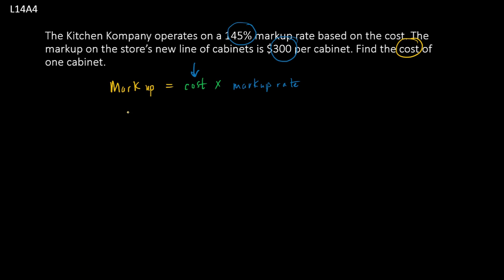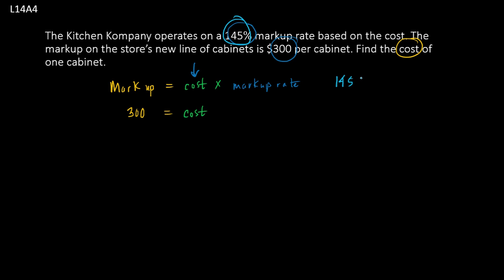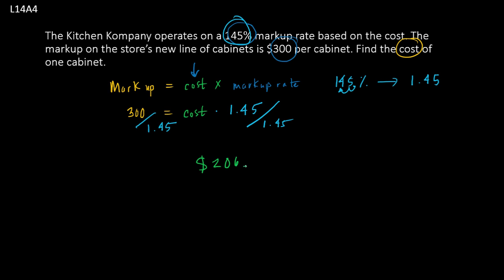So my markup is $300, my cost is unknown, that's what I'm solving for, and my markup rate is 145%. And this is the only piece that might be a little tricky. Remember, we have to convert that to a decimal. Because it exceeds 100%, this will actually be 1.45. Remember that we move the decimal 2 points to the left. So cost times 1.45. Now from here, all we have to do is divide both sides of the equation by 1.45, and I find that cost is equal to $206.90.